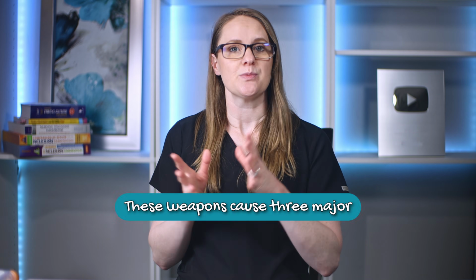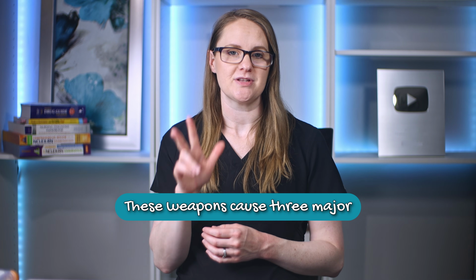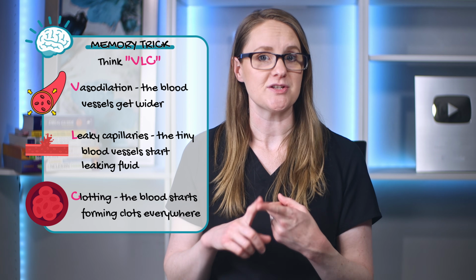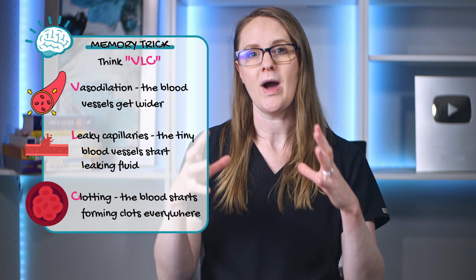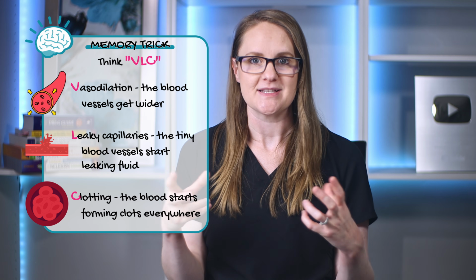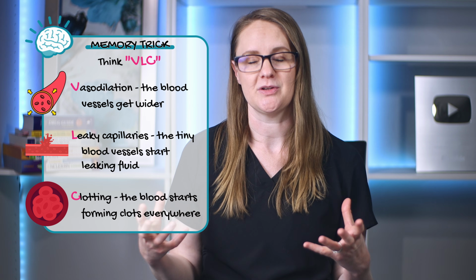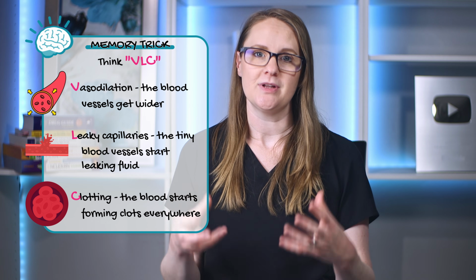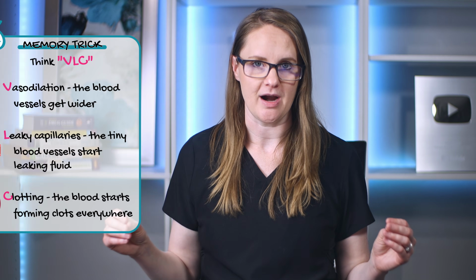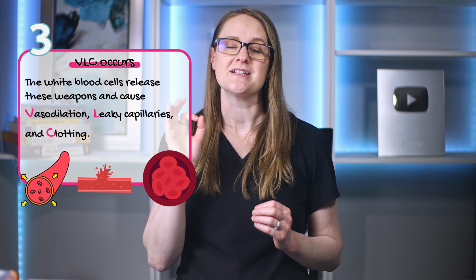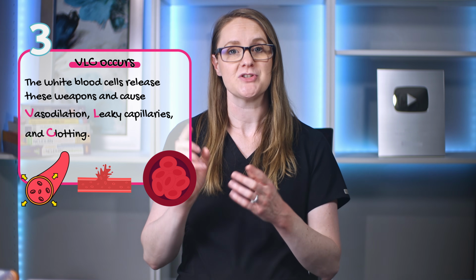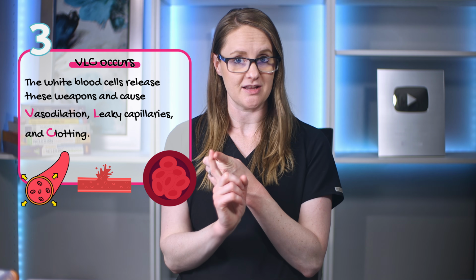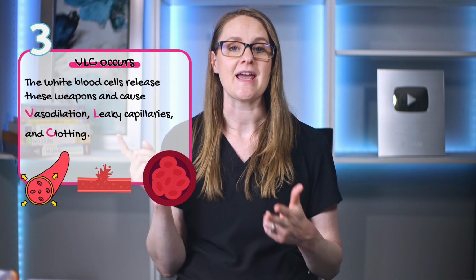And here's where things get kind of messy. These weapons cause 3 major things to happen, and I have a memory trick for you to hopefully help out with this. VLC: vasodilation, so the blood vessels get wider, and then leaky capillaries. The tiny blood vessels start leaking fluid, and then clotting. The blood starts forming clots everywhere. Now this is step number 3 of sepsis, and it's a huge NCLEX point for you, okay? So remember, VLC: vasodilation, leaky capillaries, and clotting.